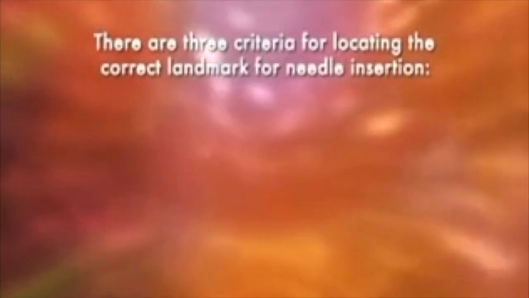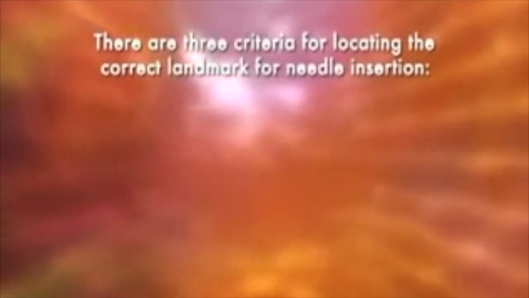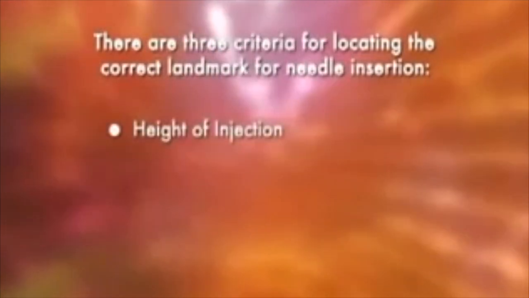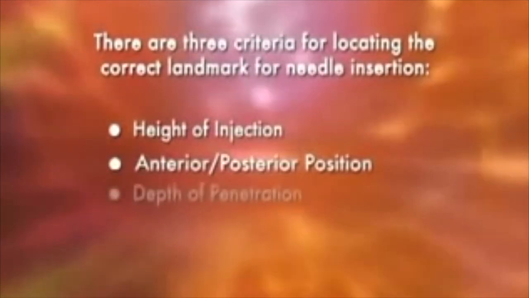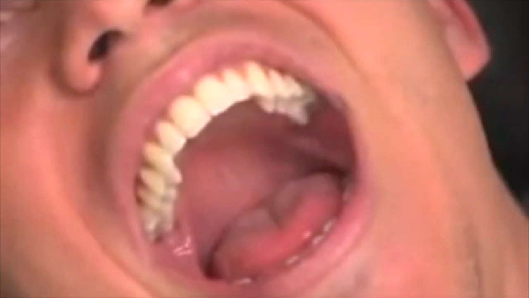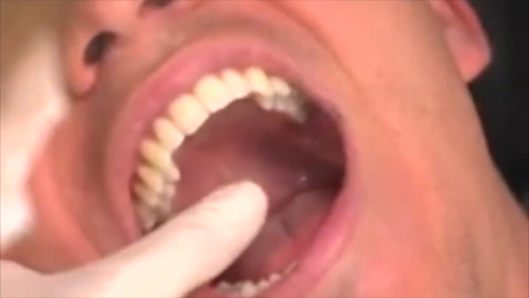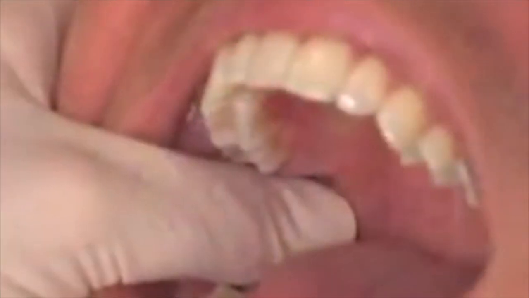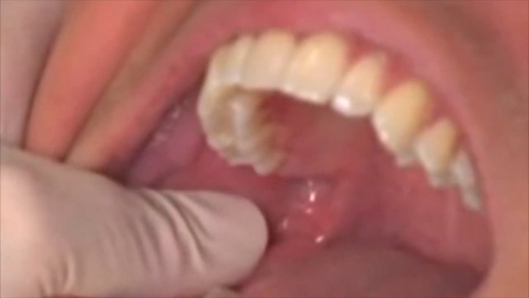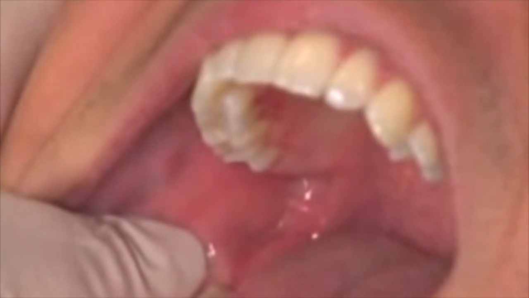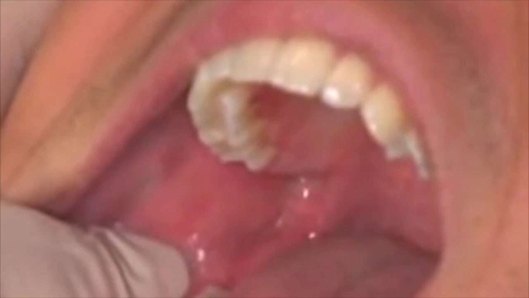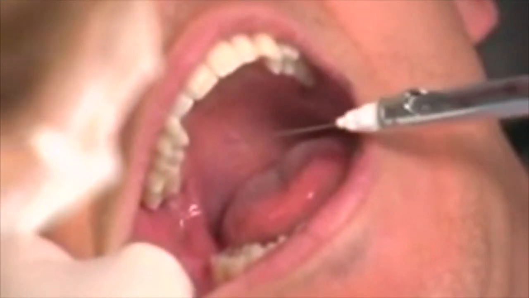There are 3 criteria for determining the correct insertion site for the needle. The first is the height, the second is the anterior-posterior position, and the third is the depth of penetration. A finger is placed on the lingual aspect of the ramus and pulled anteriorly until the coronoid notch is palpated. The coronoid notch is the greatest concavity on the anterior border of the ramus.